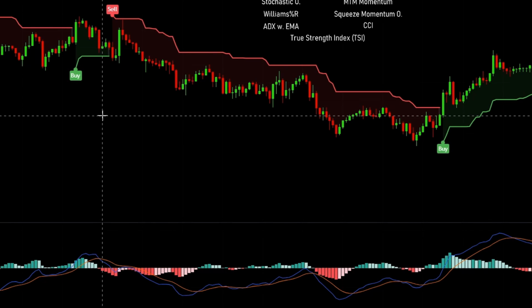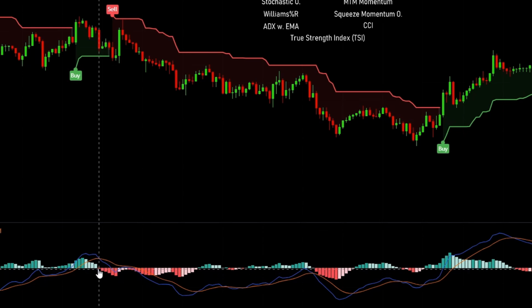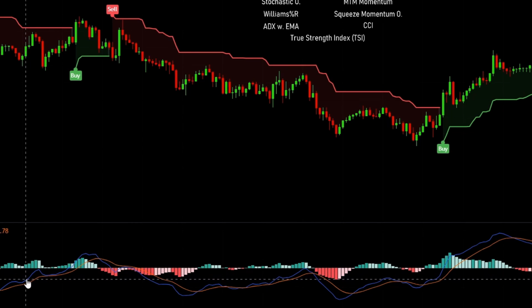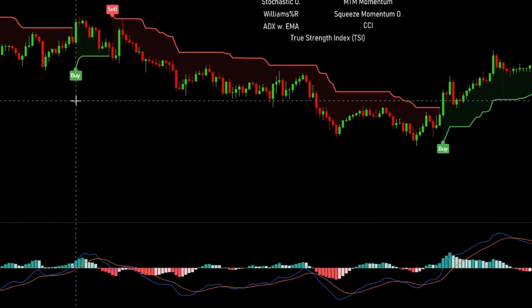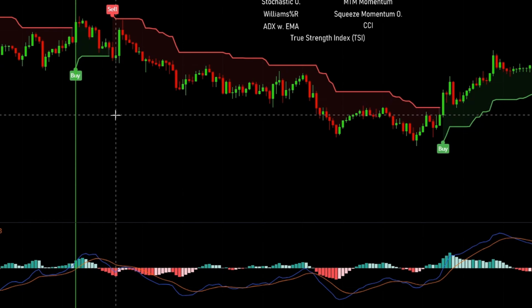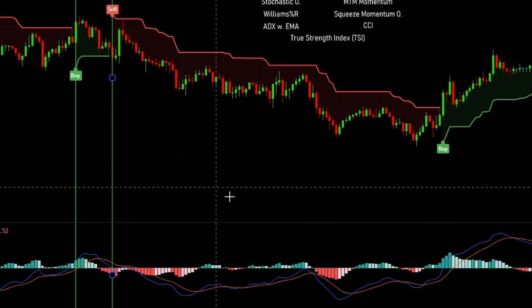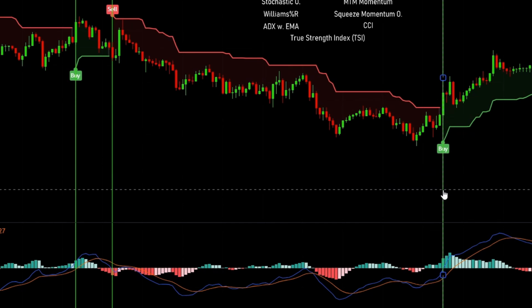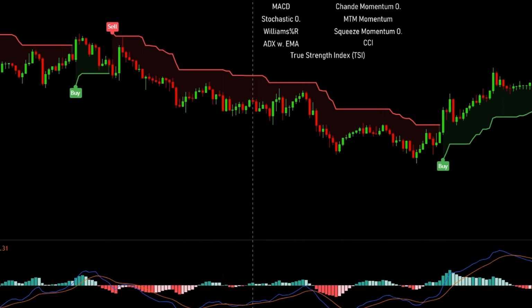Again, as I want to keep this first part simple, short entries are only allowed if the orange line is above the blue one, and long entries are only allowed if the blue one is above the orange one. For example, this would have been a valid long entry, this would have been a valid short entry, and this a valid long entry.